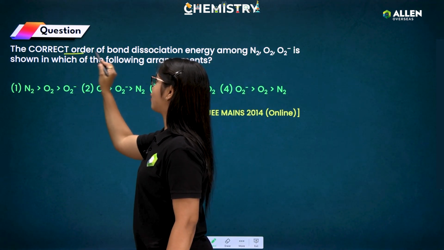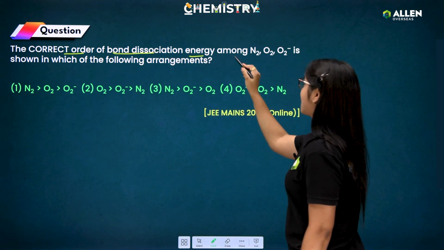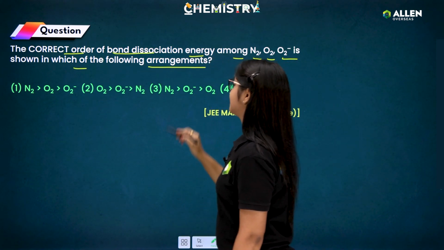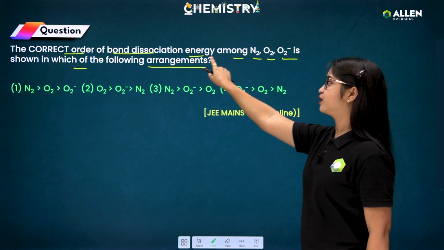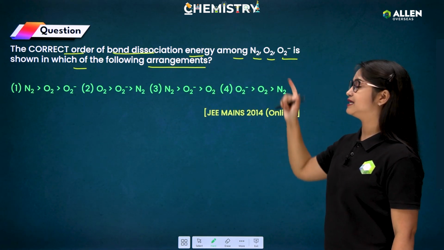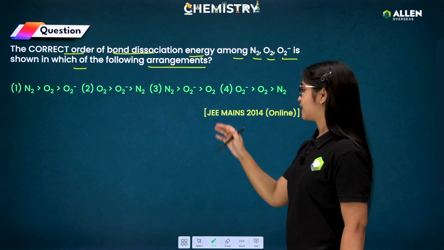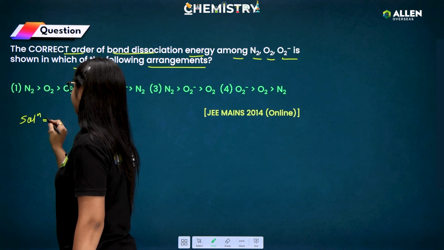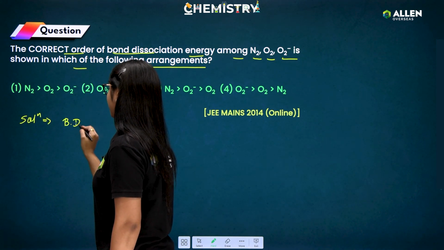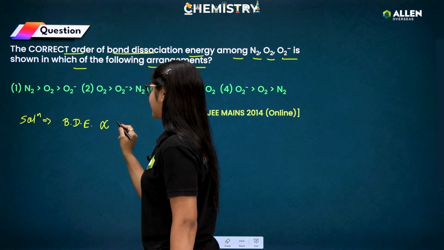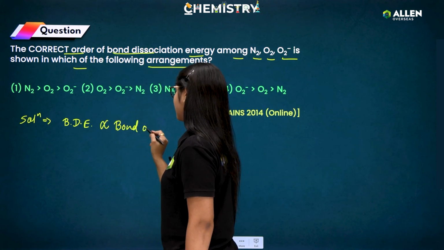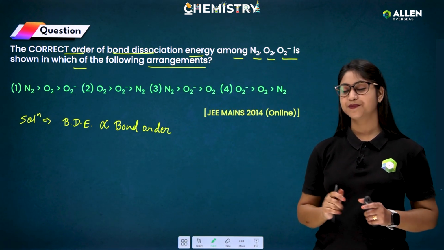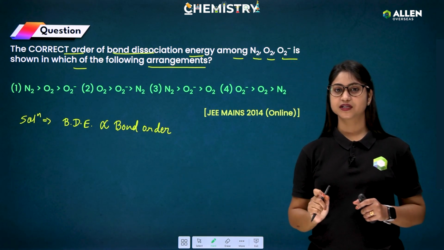The correct order of bond dissociation energy among N2, O2, O2 minus is shown in which of the following arrangements? Here we have to find out the order of bond dissociation energy for these three species, right? And this is a PYQ. So how can we find out? First of all, bond dissociation energy is directly proportional to bond order. So first we are going to find out the bond order, and on the basis of that we can find out the bond dissociation energy.